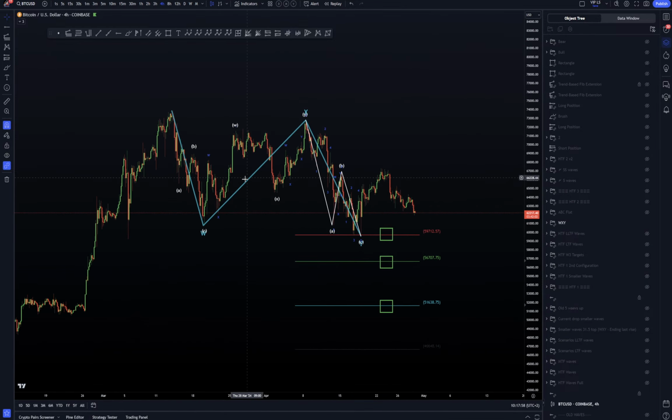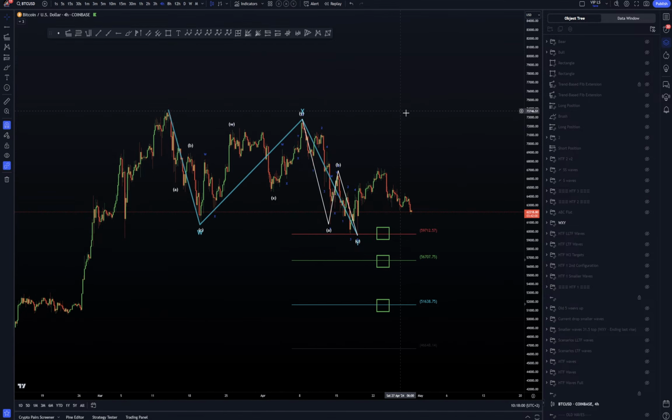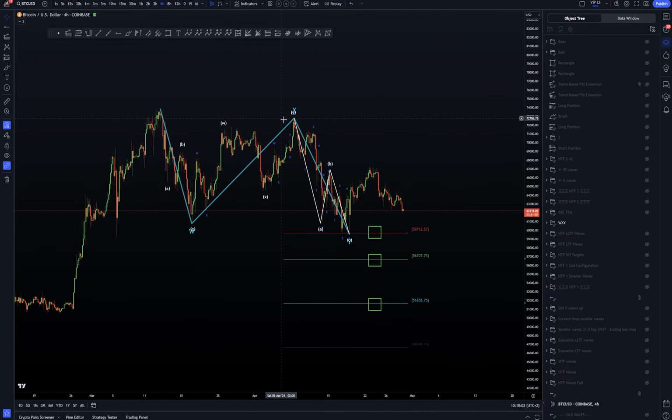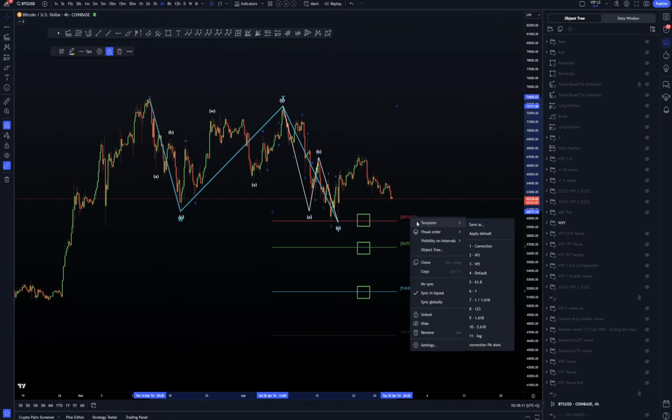If you prefer the Elliott wave really, you can simply pull the WXY targets, so to speak. You pull the extension tool from the wave on the W root, down to the W bottom, and the third click will go on the X wave top. From here you simply have to add the correction targets.